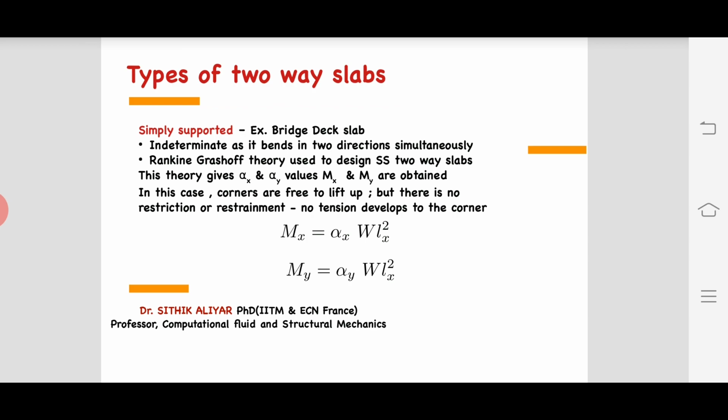You know bending moment is load into distance, and from there only this formula has been derived. You have to memorize this if you don't want to see the textbook, but this is very simple. To calculate the bending moment, Mx is alpha x W Lx squared, My is alpha y W Lx squared. What are alpha x and alpha y? They are nothing but bending moment coefficients based on your span length ratio.